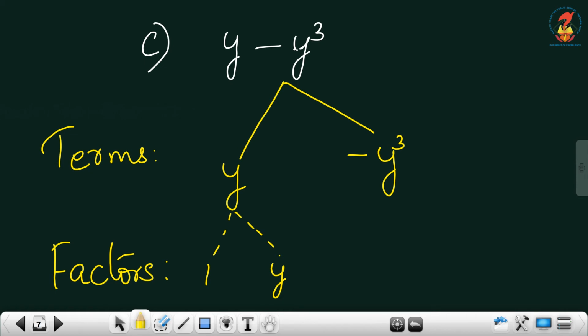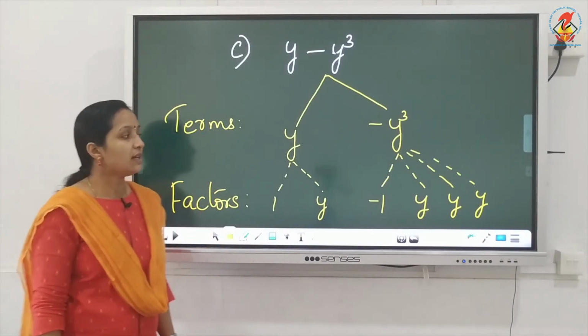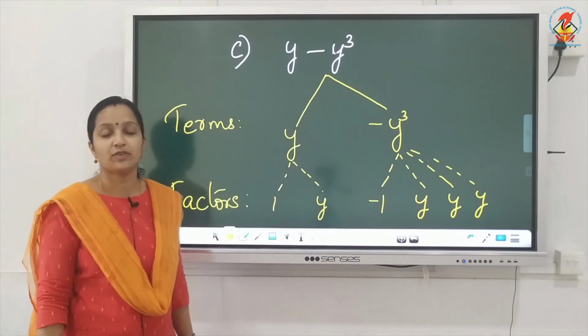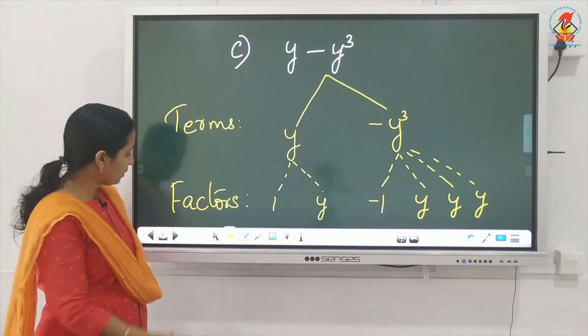And one more thing, if a negative sign is coming, always represent the negative sign by using negative 1. That means negative 1. y cube means what? y, y, y. Okay, children, so these are the factors of this particular term, and 1 and y are the factors of this particular term. Now, move to the next question.